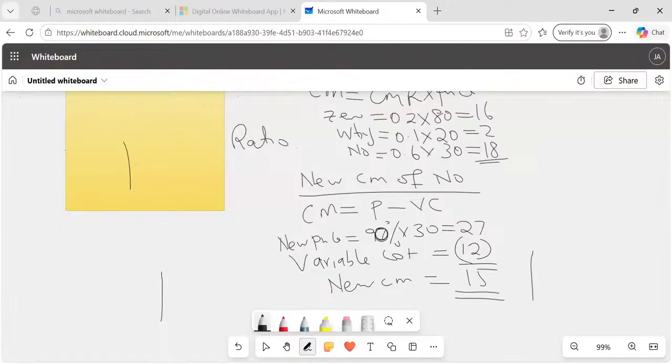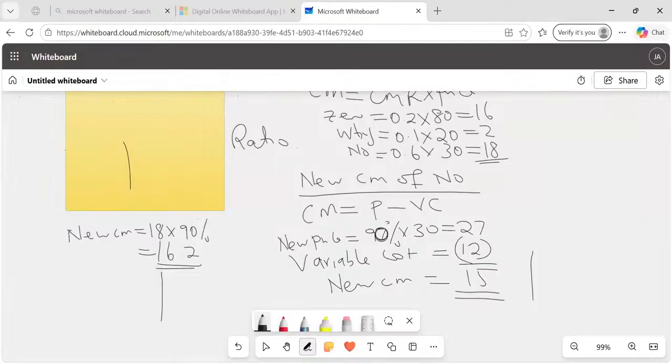I've taught this paper for so long, and I know the mistake so many students do. Whenever price changes, whenever students want to get a new CM, they take the old CM, the old CM of No Fly is 18, and then multiply this by 90%. Can somebody give me what 18 times 0.9 gives? This is why you saw so many students were getting 16 point something, which is wrong.